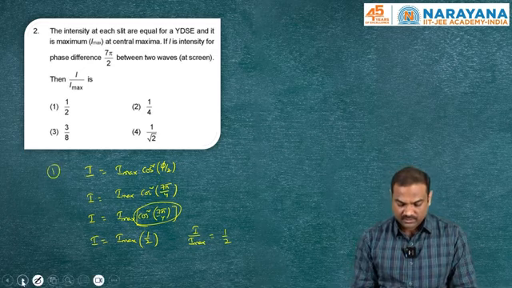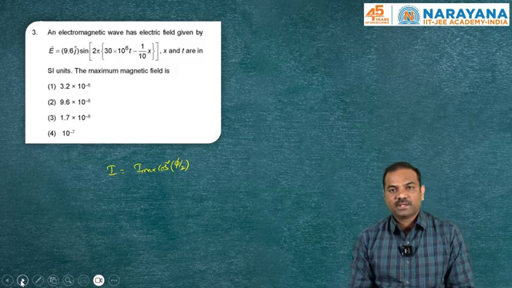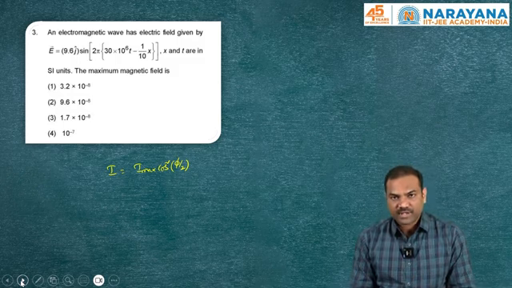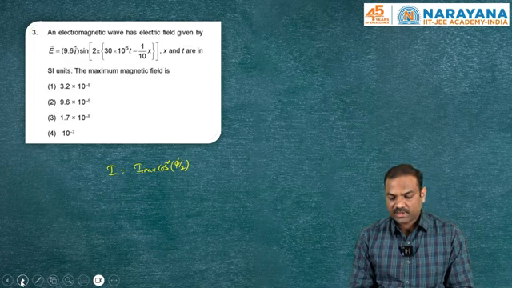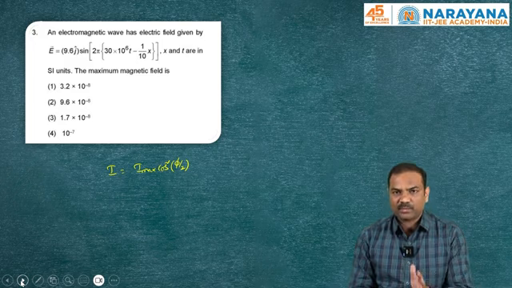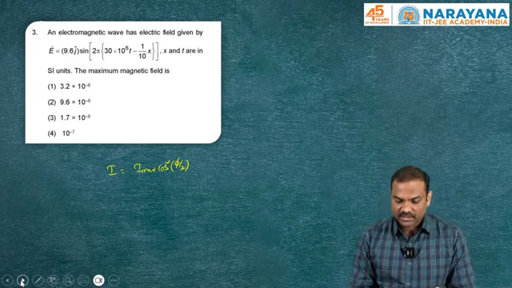Let us go with the next question, which is related to electromagnetic waves. It is a very straightforward question on the equation. They have already given the field equation, which you can see on the screen, 9.6 j cap sine of 2 pi into something, in omega t minus kx form, and they are asking the maximum magnetic field value.